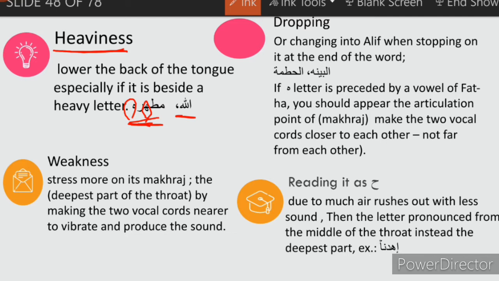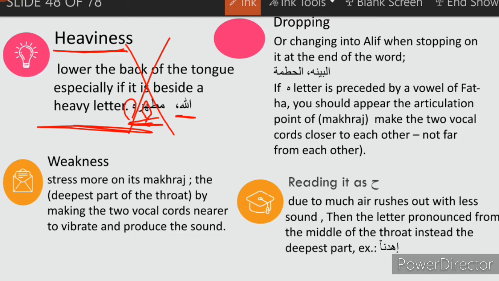Mutahha, then go to the ra. Mutahhara, then elevate it on the ra, then return back on the ha. Mutahhara, returning back without any elevation. So this is from the common mistakes that happen on ha, heaviness, which should be neglected.